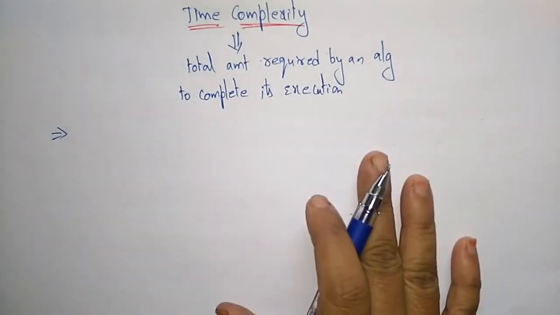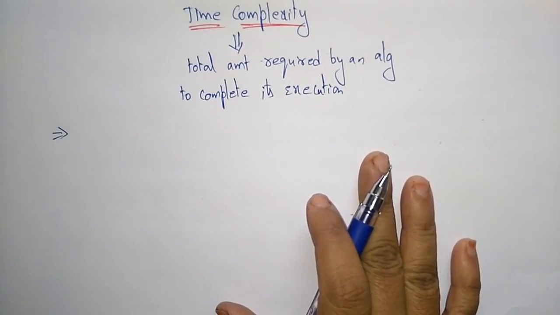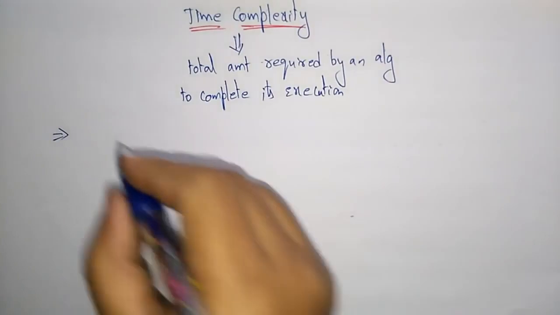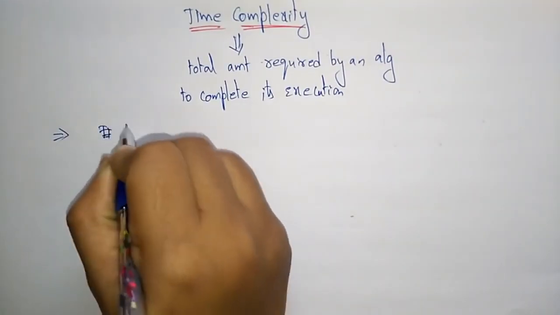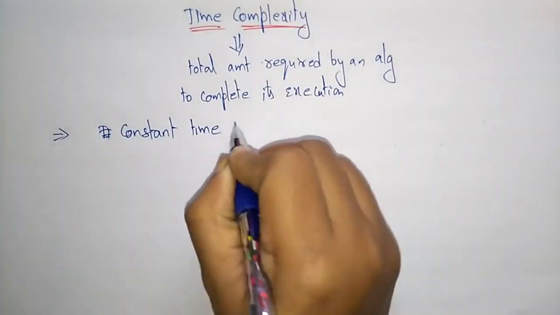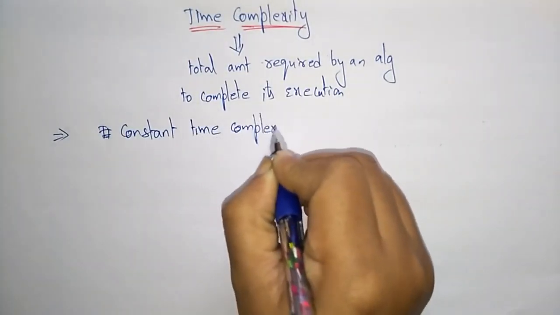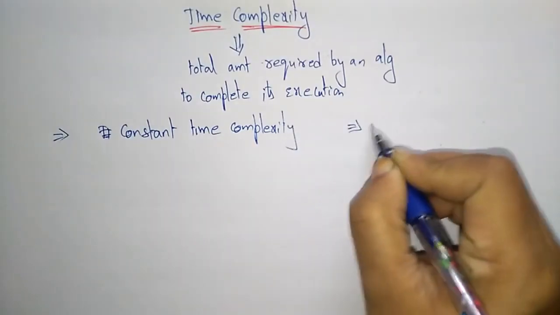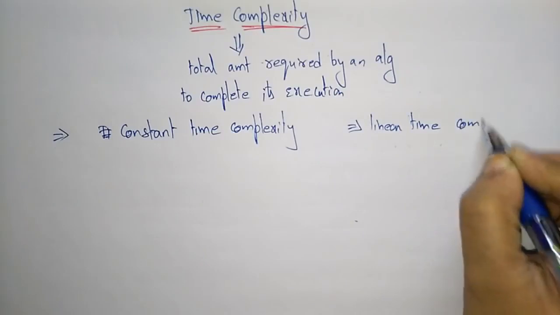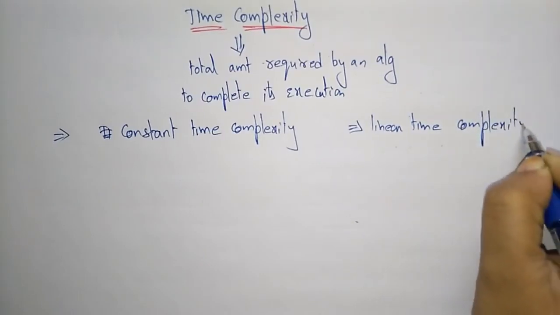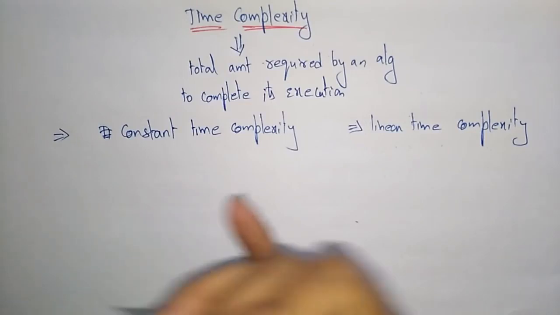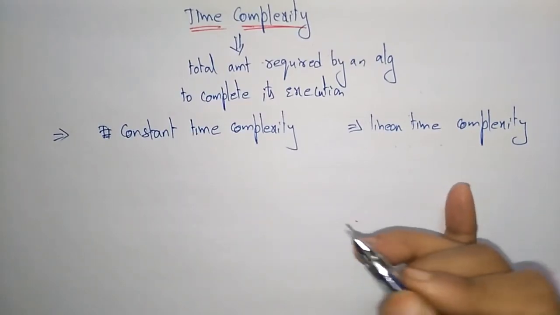In the same way, for time complexity also, you have constant time complexity and linear time complexity. Okay, so the algorithm will use either a constant time complexity or a linear time complexity.